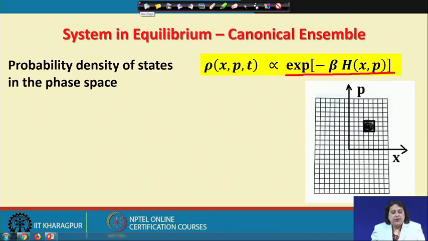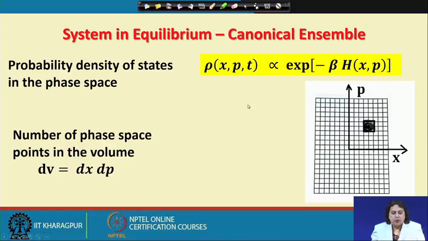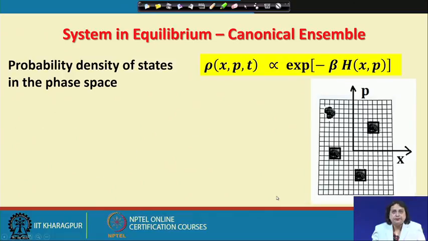So, basically it follows from this definition that if I want to know what is the number of phase space points in the volume dV corresponding to dx and dp, obviously I will have to take this number, which is the number of phase space points per unit volume, and multiply it by the volume in which I am interested.